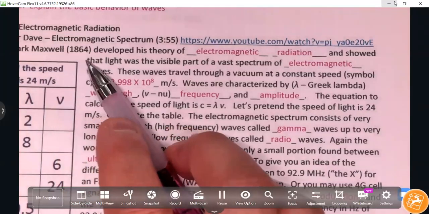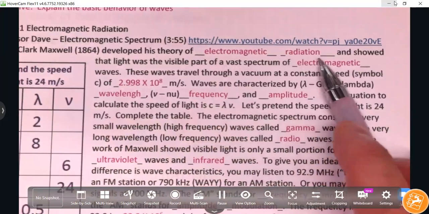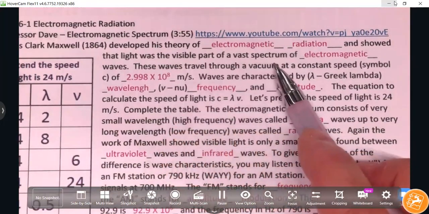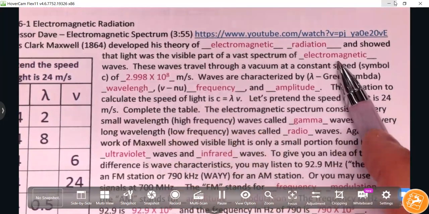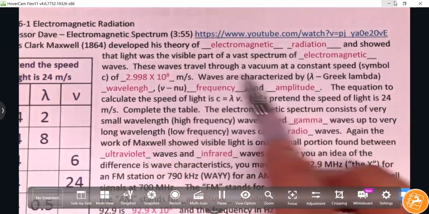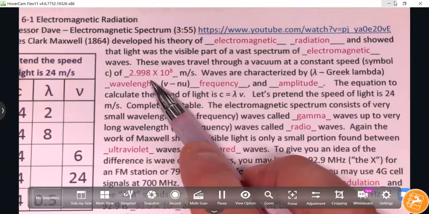James Clerk Maxwell, 1864, developed his theory of electromagnetic radiation and showed that light was the visible part of the vast spectrum of electromagnetic waves. These waves travel through a vacuum at a constant speed, symbol C. We're going to round this to 3 × 10⁸ meters per second.